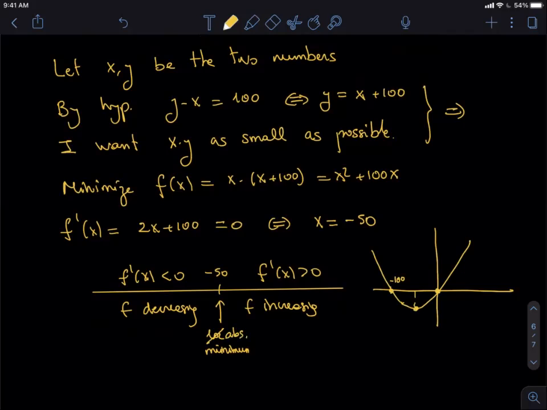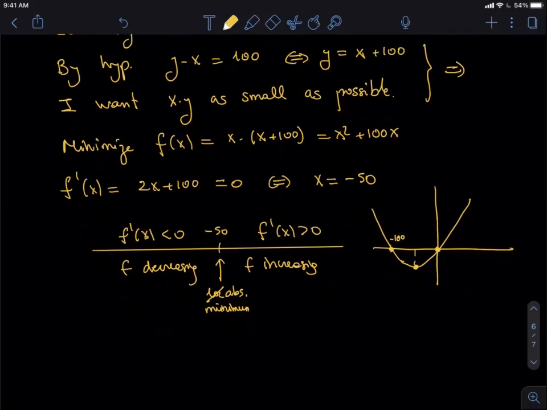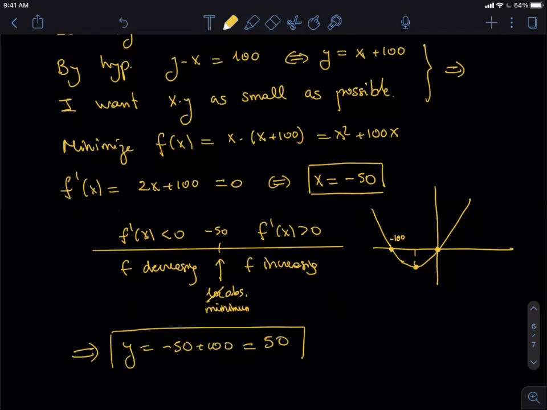And that's it. So the two numbers. If one number is x equal negative 50, then what is the other number? The other number is going to be negative 50 plus 100, so it's going to be 50. And with this, we have the two numbers that give the product as small as possible. And the product is going to be negative 2500.